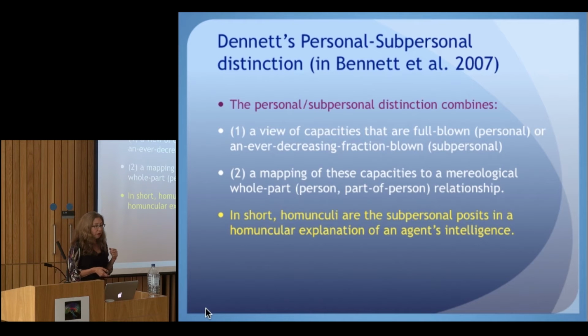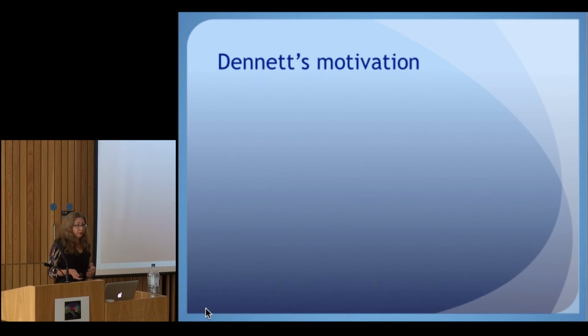So in short, to combine all that together: homunculi, in a homuncular explanation, are the subpersonal posits in an explanation of an agent's intelligence, which is essentially a decompositional explanation. And the motivation for this picture is also very clear.